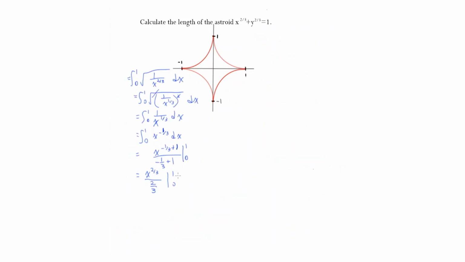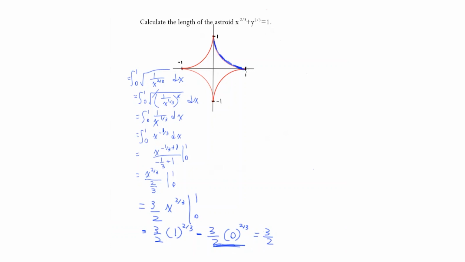And then plug in the 1s and the 0s into it. Well, let me write this first so there's no fraction in a fraction. And then plug in the 1s and 0s. The 3/2, and then replace x with 1, and then subtract that from the value of replacing x with 0. And that will just give us 3/2. 1 to the 2/3 is just 1, and then this part just becomes 0. So our final answer will be 3/2 for this part of the asteroid.